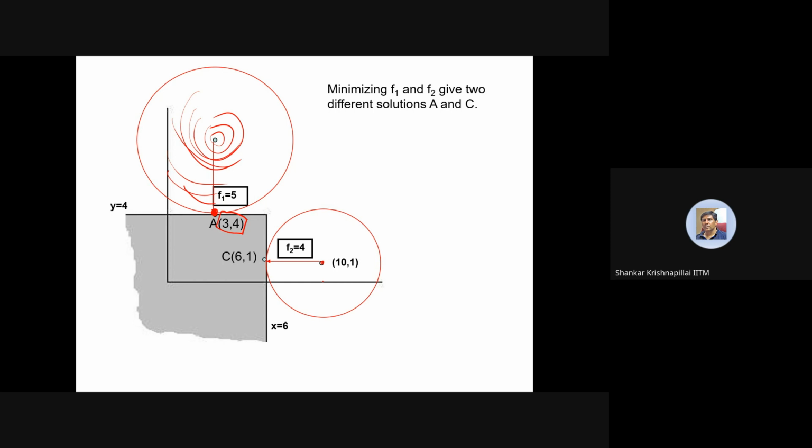So we changed the center of the second objective function. Now the contours are coming from the right-hand side, and they are going to hit the feasible region at 6, 1. Okay, so now our problem is starting. If you look here, you can see that minimizing f1 and f2 give two different solutions, A and C. A will minimize f1, C will minimize f2. But if you want to minimize both f1 and f2 at the same time, which point should you select here? That is what we are going to see.